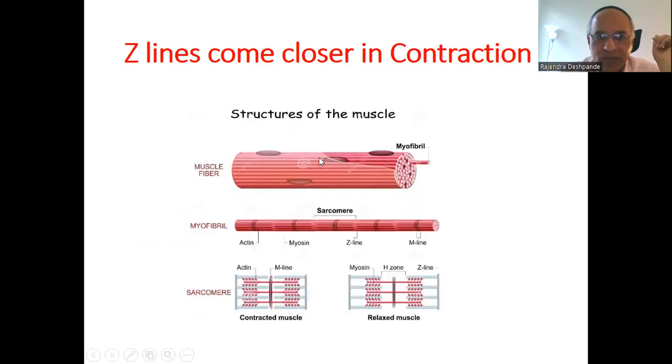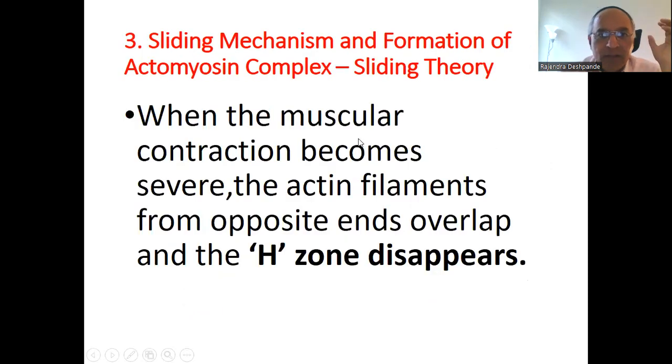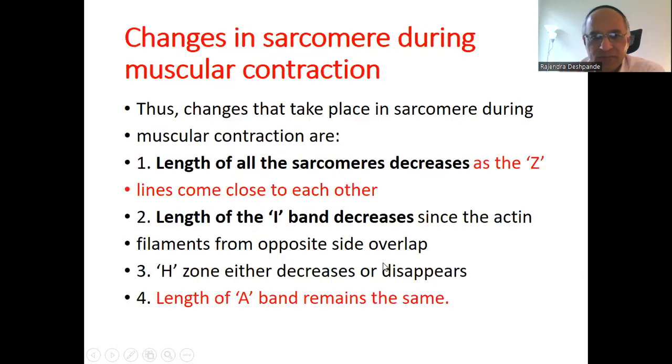Now, here you can see the structure of muscle. Z lines come closer in contraction. This is the contracted muscle and this is the relaxed muscle. Can you see, this is Z line, this is Z line, they come closer and this is away from each other. Sliding mechanism and formation of actomyosin complex, sliding theory. When the muscular contraction becomes severe, the actin filaments from opposite sides overlap and the H zone disappears.